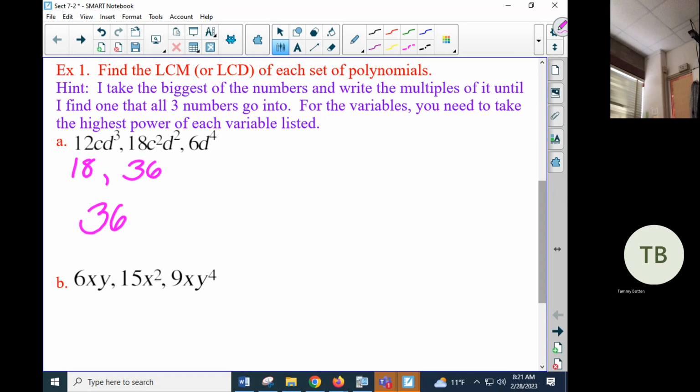Then when you write the variables, what you do is you have to take the highest power of each variable listed. So if you notice here, I just have a C. Here I have C squared. Here I don't have a C at all. So I'm going to take the highest one, which is my C squared. When I go to my D's, I take the highest one also. I have D cubed, I have D squared, and I have D to the 4th. So I take D to the 4th, and that then would be my answer.